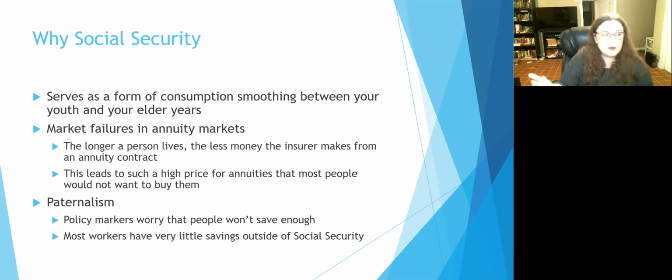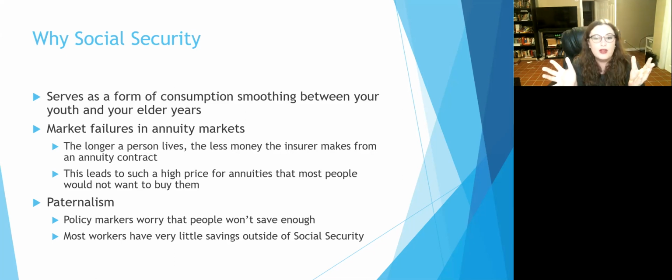There are private annuity contracts, right? You can pay X amount of money every day of your youthful life so that when you retire, you will get a set paycheck. The thing is, insurers have no idea how long you're going to live. And there's a good chance you might live longer than they really expect you to, or longer than the life expectancy. So because this is not necessarily the best bet for them, they're going to make those annuity contracts very, very expensive.